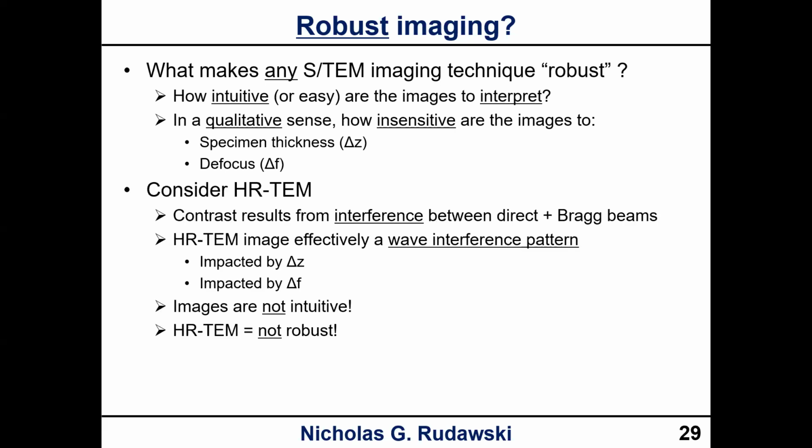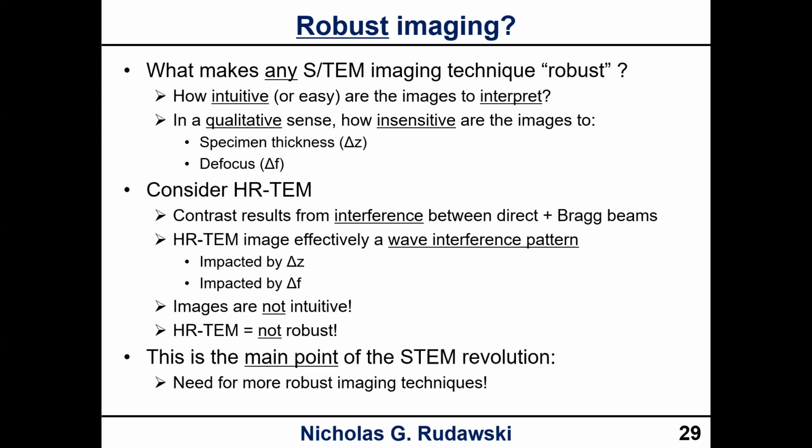If we look at high-res, because we're seeing contrast from interference between direct and Bragg beams, our high-res image effectively is a wave interference pattern, which is impacted by the thickness and by the focus. As a result, our images are not intuitive. We're not seeing a picture of the actual structure, so high-res TEM is not a robust imaging technique. And this is, in fact, the main point of the STEM revolution: the need for more robust imaging techniques. This limitation in high-res TEM is what drove it.